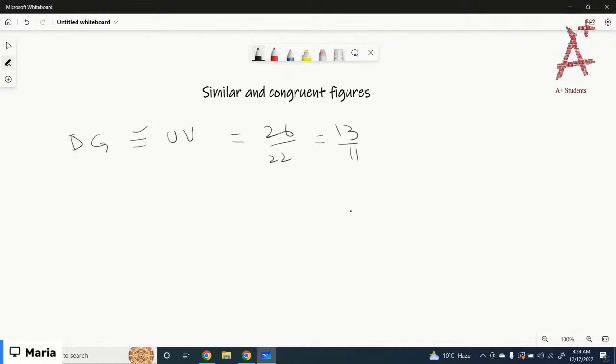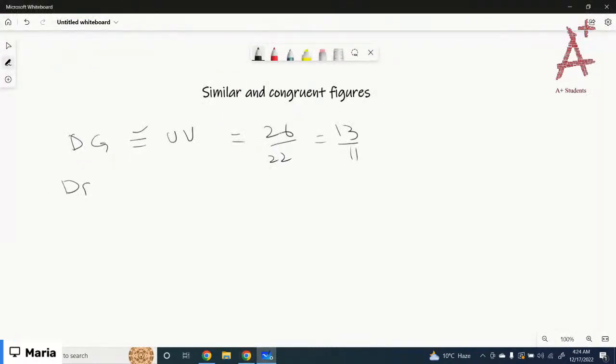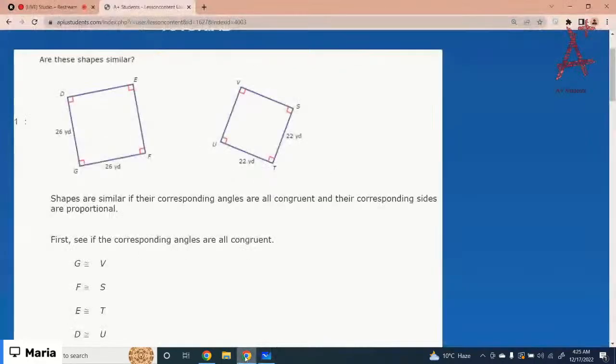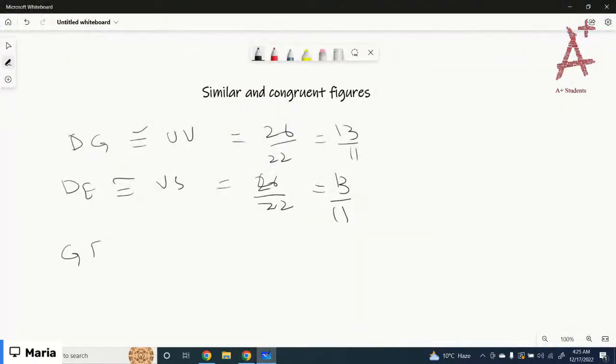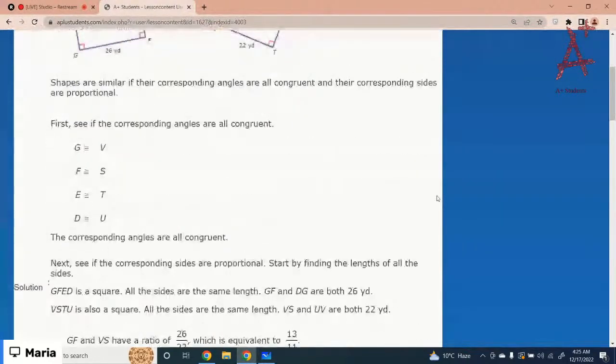Then the other sides all have the same proportion: DE and VS, it would be 26 over 22, which is 13 over 11. Then we have GF and UT, which have the same proportion, 26 over 22, that is 13 over 11. For the fourth one, it is also 13 over 11. That means all the angles are congruent and all the side lengths are proportional. So that means they are similar figures.